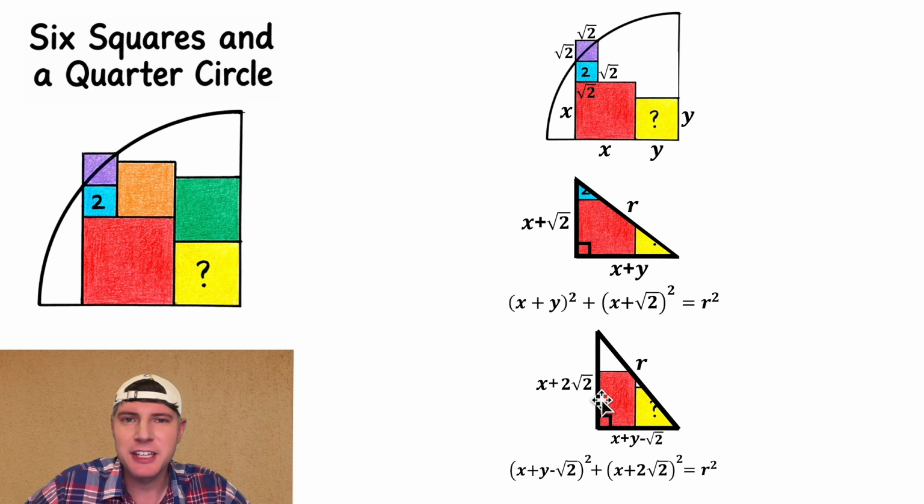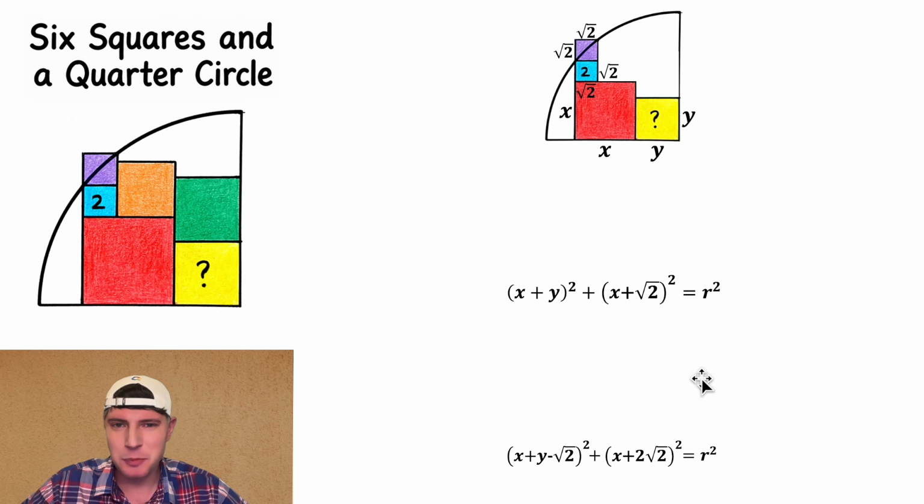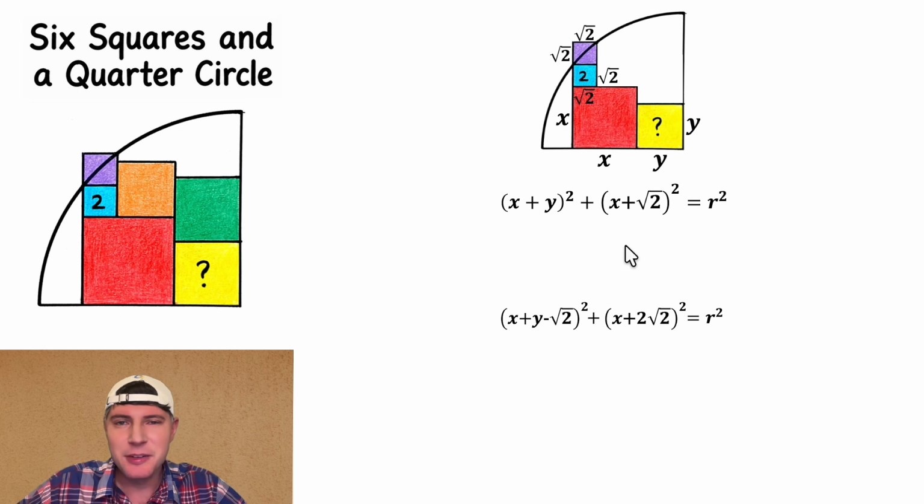It'll be the quantity x plus y minus root 2 squared plus the quantity x plus 2 root 2 squared is equal to r squared. And now I think that's everything we can get out of these triangles. Let's play around with these equations. First, let's simplify the top one.